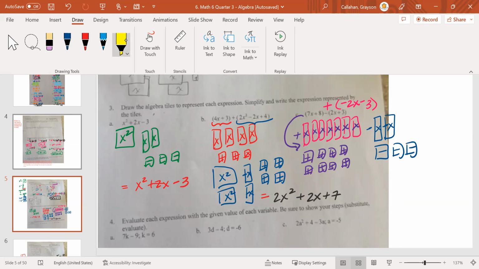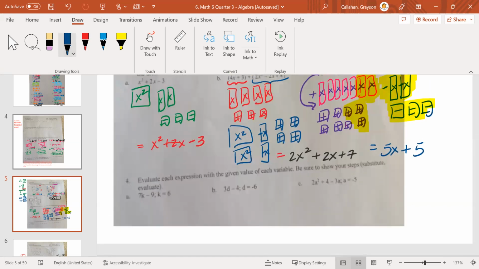Notice that here, 3 of these will cancel with these 3 positives, okay? 2 of these negatives will cancel with these 2 positives. So then what do you have left? What you have left is 5x, 5 rectangles, right? And then plus 5 little squares, okay?